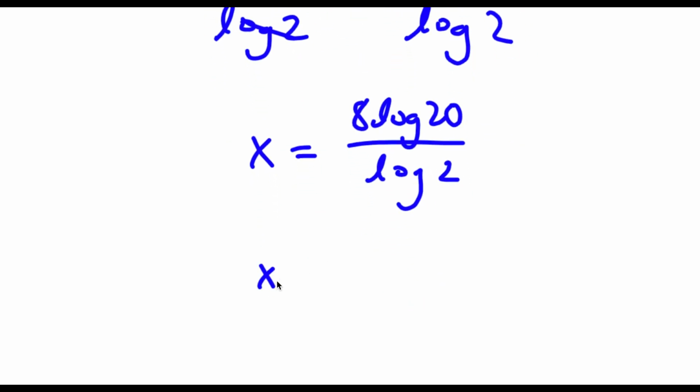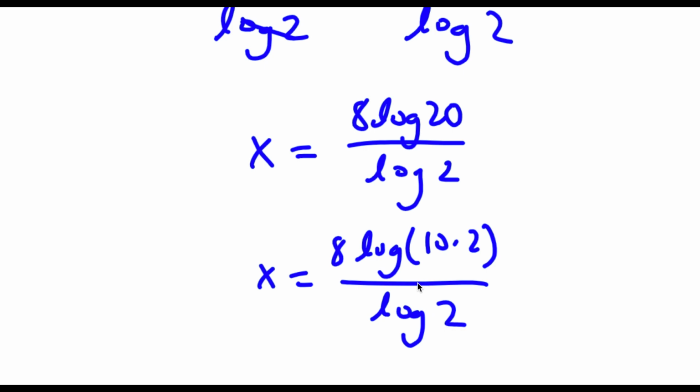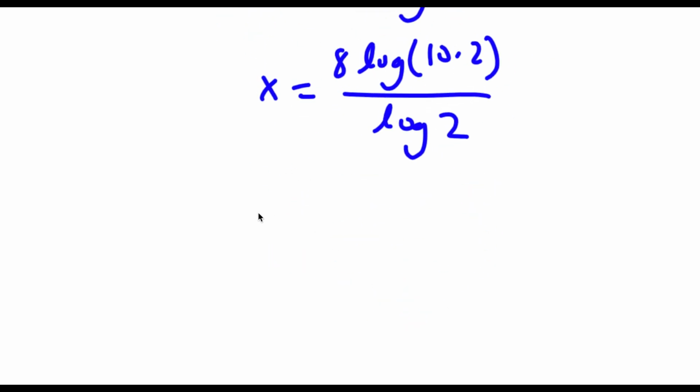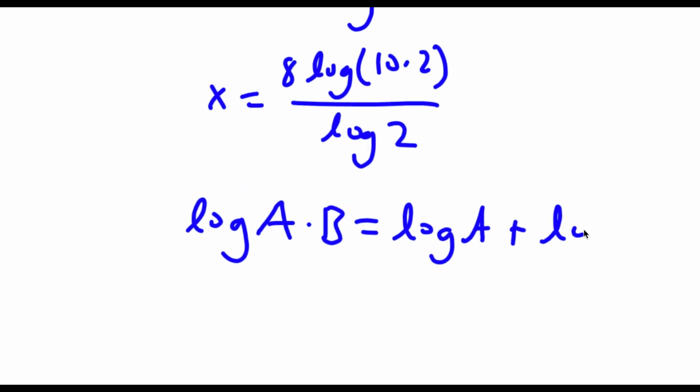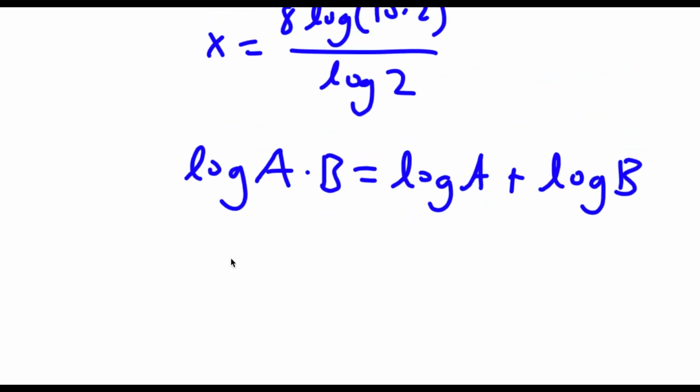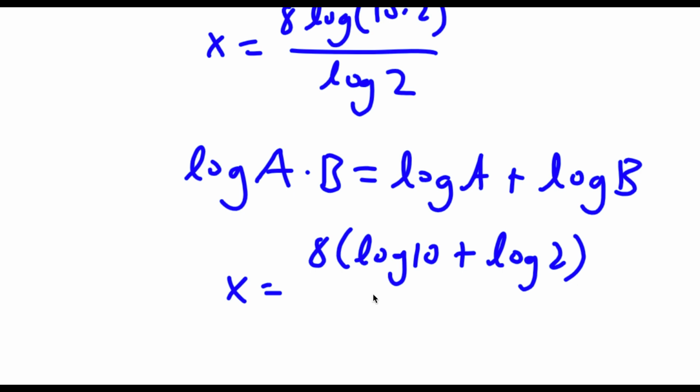Now 20 we can rewrite as 10 times 2. So I have this over log 2. And now if I have something in the form log a times b, this is equal to log a plus log b. So in this case, log 10 times 2, that's going to equal log 10 plus log 2. Now I have this over log 2.